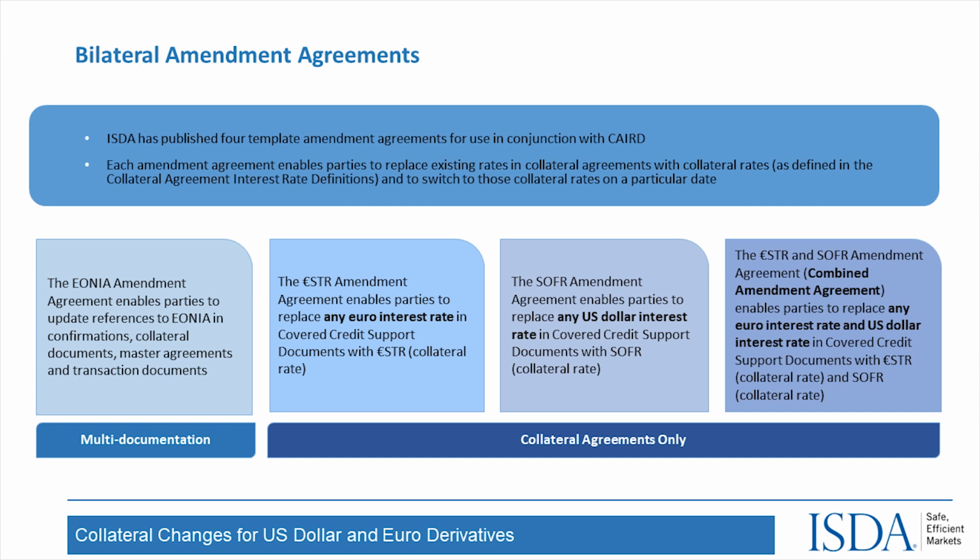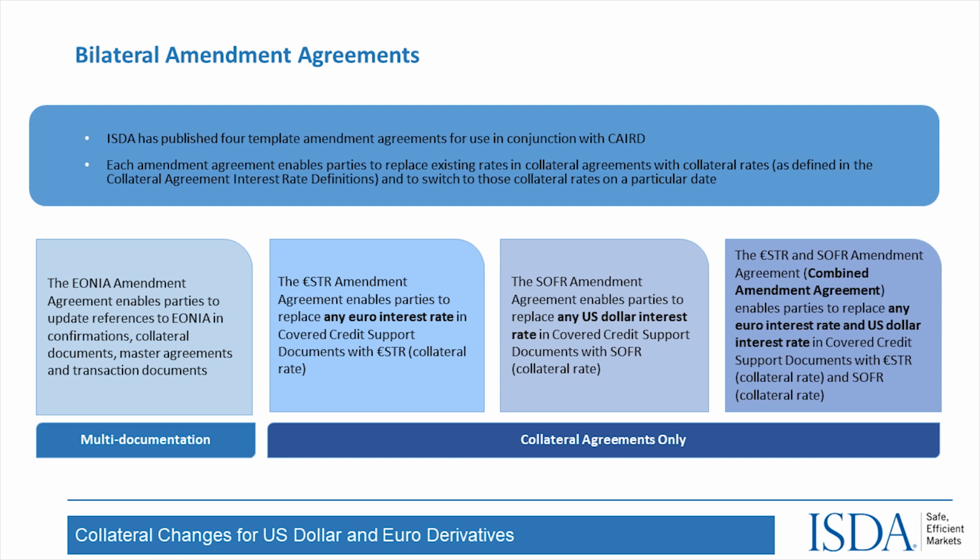So that's a run through of the CARDS. Now, in conjunction with the CARDS, ISDA has published a number of bilateral amendment agreements. There are 4 separate templates which have been published to date. Each of these amendment agreements enables parties to replace existing interest rates in collateral agreements with the collateral rate as defined in the collateral agreement interest rate definitions. And they can provide for that change to take place on a particular date.